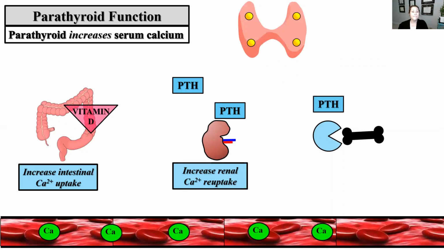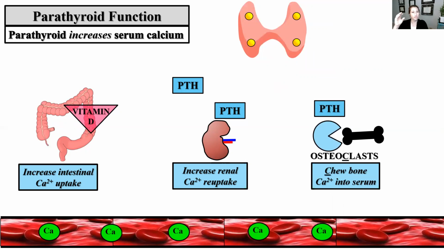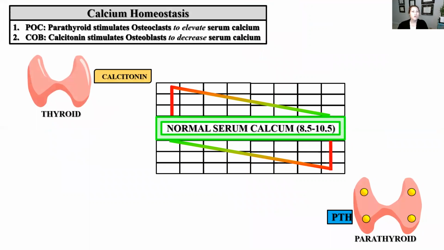And then remember, POC, it stimulates the osteoclast to chew the calcium out of the bone and deposit it back into the bloodstream. So intestine, renal, and bone is where that acts. When we're talking about calcium homeostasis, remember that I said that parathyroid and calcitonin work opposite of each other. So remember POC. Parathyroid stimulates the osteoclast to elevate the serum calcium, and COB, calcitonin, stimulates the osteoblast to decrease the serum calcium. So let's start here.